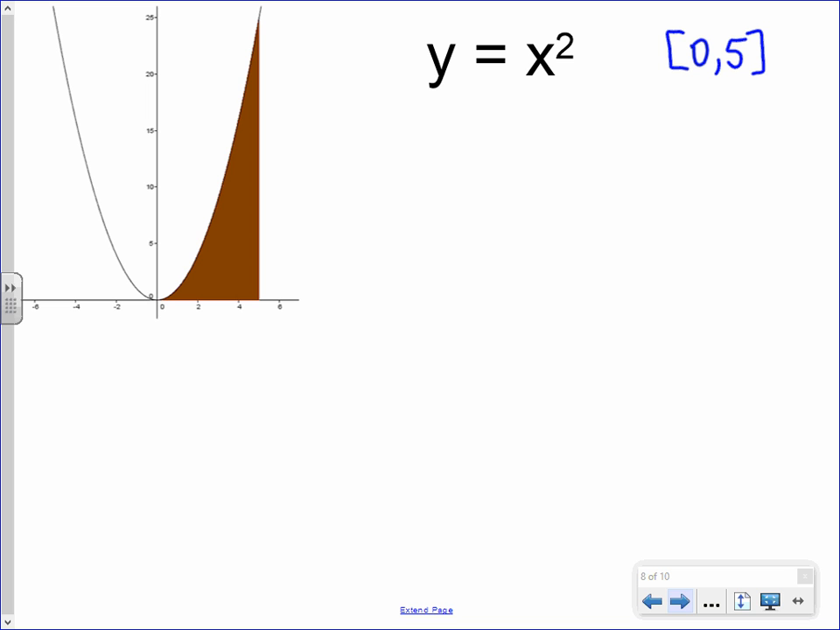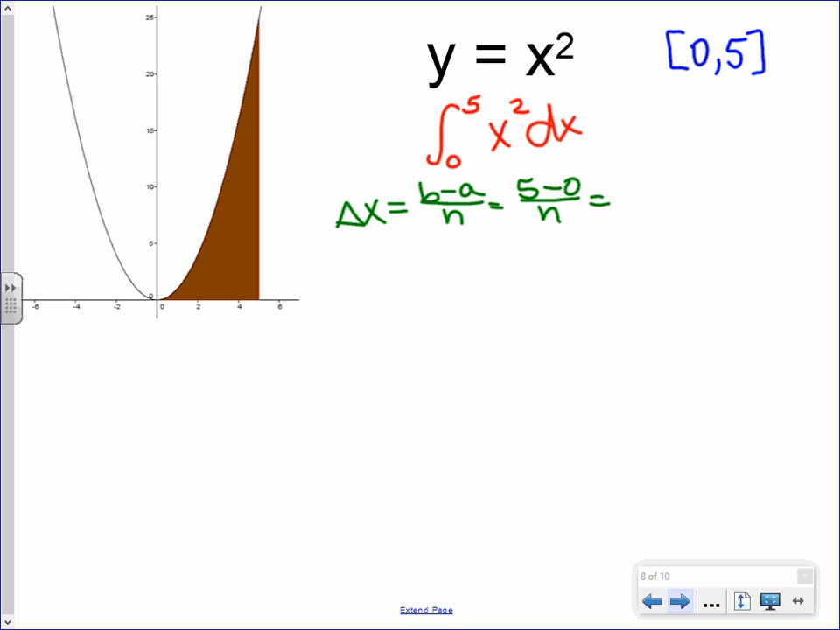Let's talk about what this means. This means the integral from 0 to 5 of x squared dx. Okay, when we did our right-hand approximations, what was the first thing we had to figure out? Delta x. And how did we figure out delta x? B minus A over n. In this case, b is 5, a is 0, n is n. So our delta x is 5 over n. That's our first job.